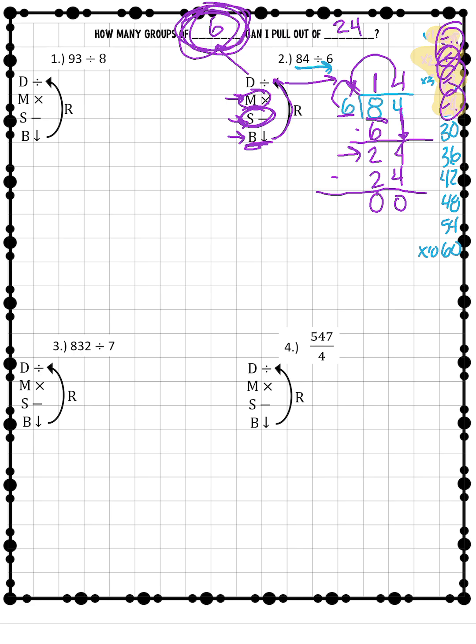Brother, bring down. Is there anything left to bring down here? Nope, which means I'm done. So the answer to our division problem of 84 divided by 6 is 14.